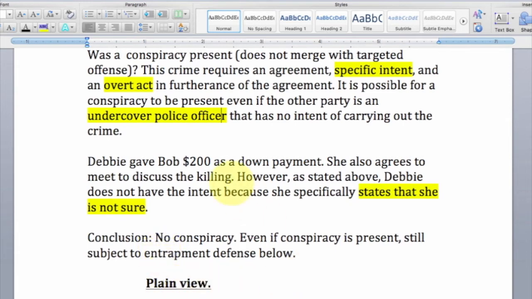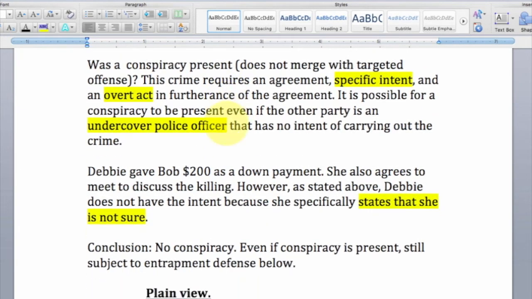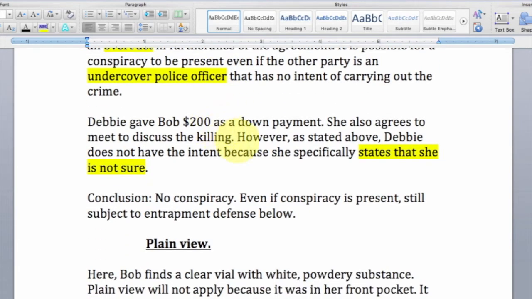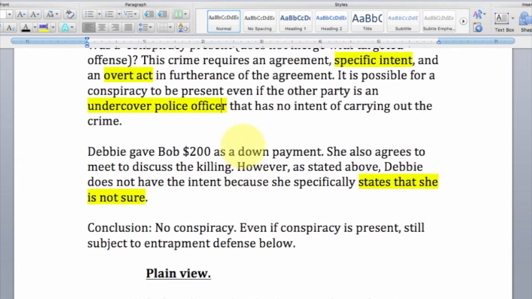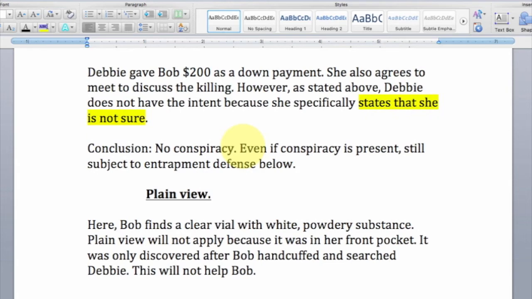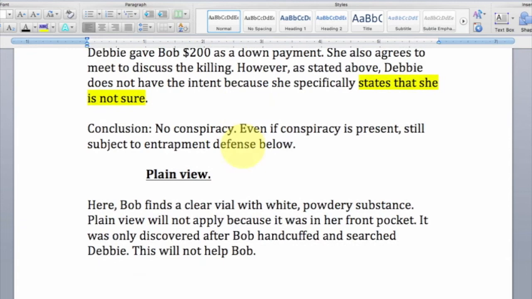Even if one of the parties is a police officer, you can still have the crime of conspiracy. That does not merge. So that could also be a felony. And you could say that the $200 payment that Debbie said was going to go towards a down payment could present an overt act. And of course, you can say that she wasn't sure and specific intent is not met. So you just got to argue that. I'm going to say that because Debbie says she's not sure, the elements are not met because intent is not present there. So I'm going to say no conspiracy.